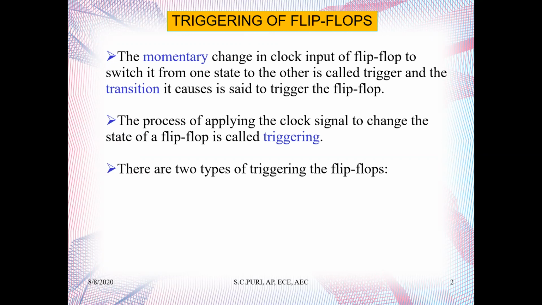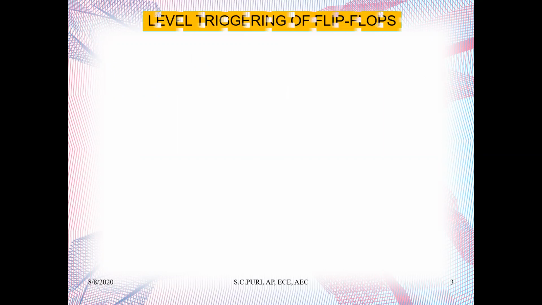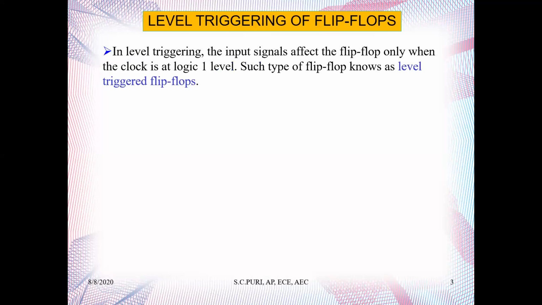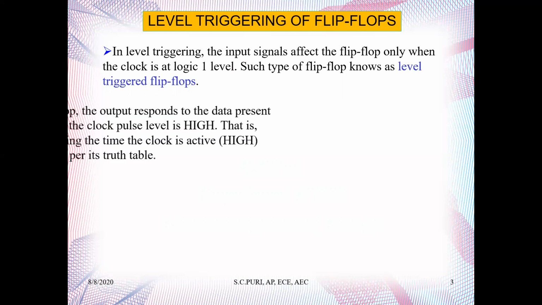There are two types of triggering the flip-flop: level triggering and edge triggering. Now what exactly are they? First of all, we will talk of the level triggering of flip-flops. In level triggering, the input signals affect the flip-flop only when the clock is at logic 1 level. Such a flip-flop is known as a level triggered flip-flop.